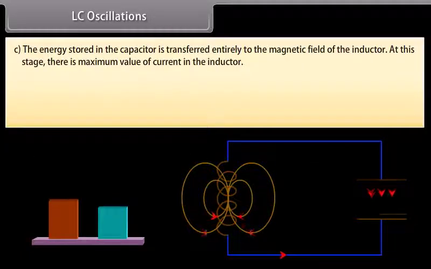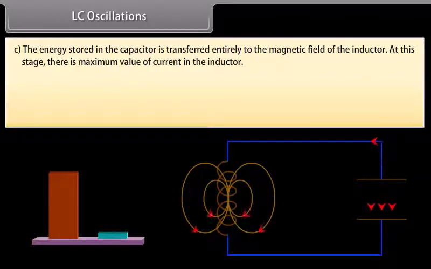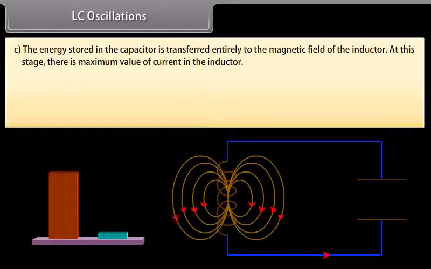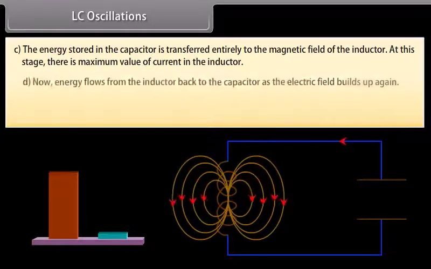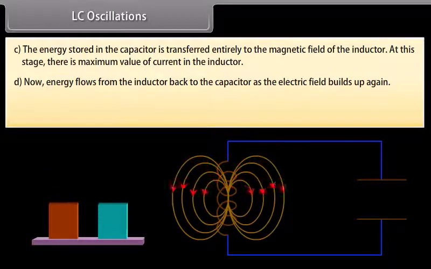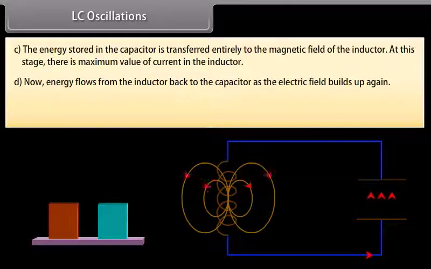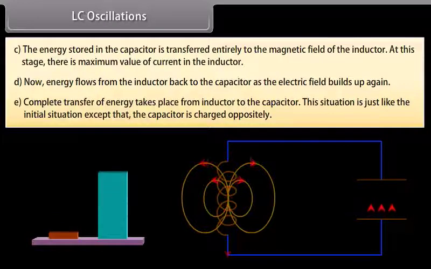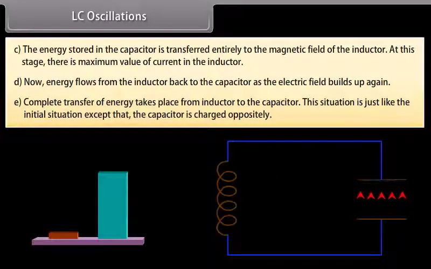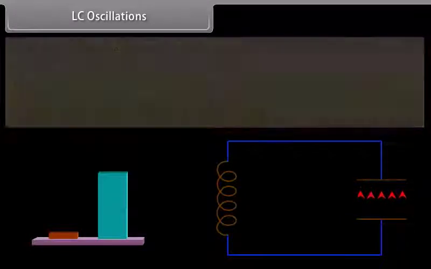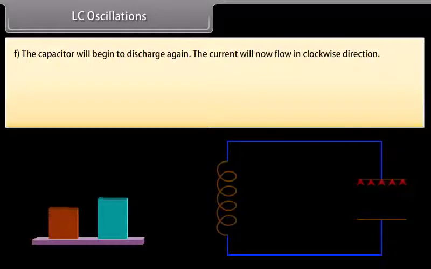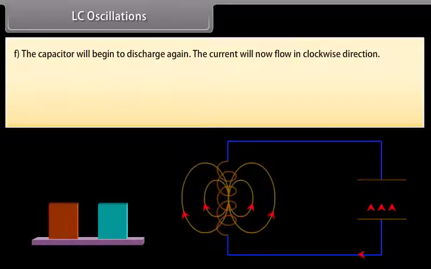The energy stored in the capacitor is transferred entirely to the magnetic field of the inductor. At this stage, there is maximum value of current in the inductor. Now, energy flows from the inductor back to the capacitor as the electric field builds up again. Complete transfer of energy takes place from inductor to the capacitor. This situation is just like the initial situation, except that the capacitor is charged oppositely. The capacitor will begin to discharge again. The current will now flow in clockwise direction.